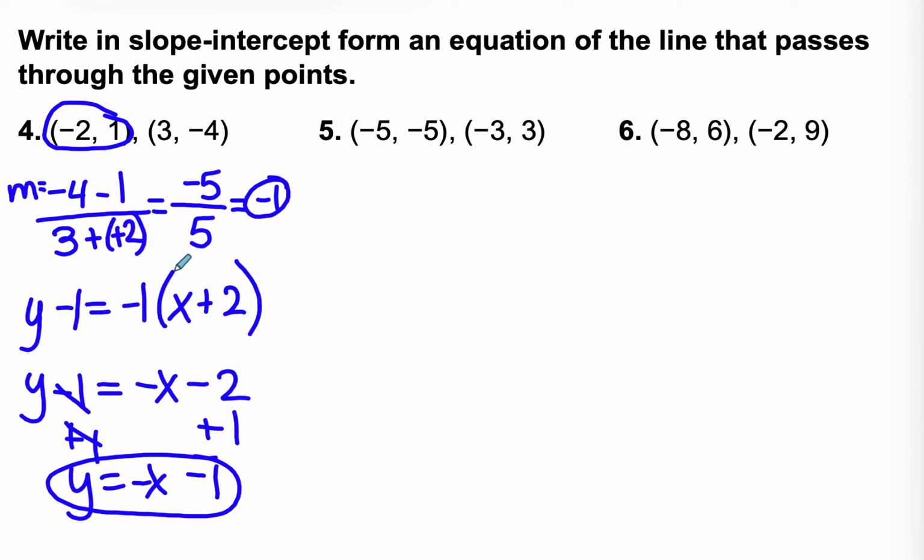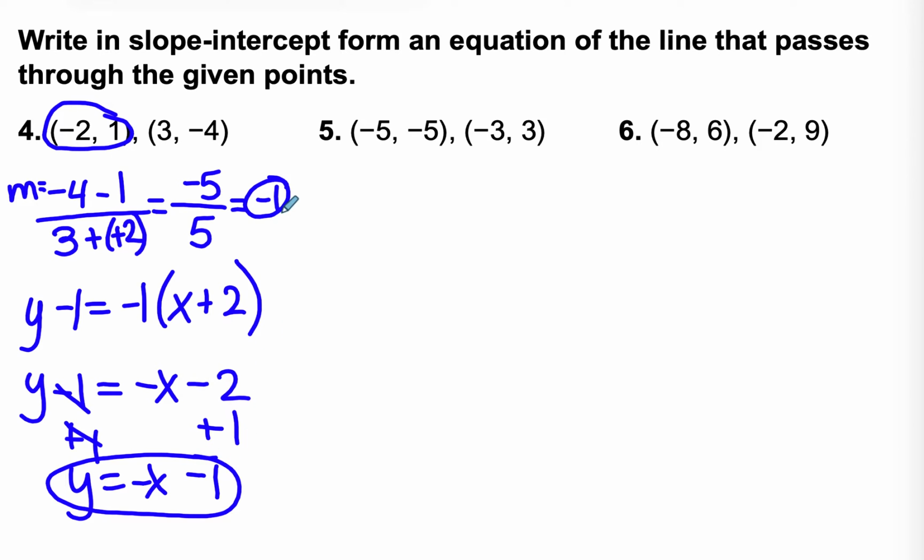I'm going to do the distributive property to get rid of the parentheses. Negative 1 times x is negative x. Negative 1 times 2 is negative 2. So now I have y minus 1 equals negative x minus 2. Then we have to get y by itself. This was a minus 1, so we add 1. Negative 2 plus positive 1 is negative 1. So my final equation in slope-intercept form is y equals negative x minus 1.